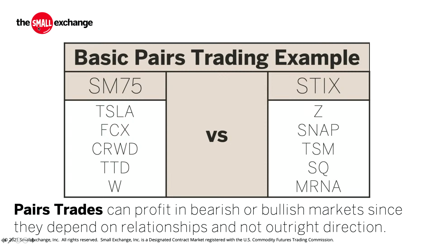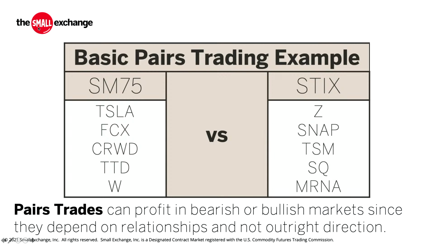SM75, the top 5 holdings right now are Tesla, FCX, CRWD, TTD, and Wayfair rounding out the top 5. Very different than the STIX top 5, where you've got obviously more technology-oriented stocks, but just different in general. You've got Zillow there, Snapchat, TSM, Square, and Moderna.